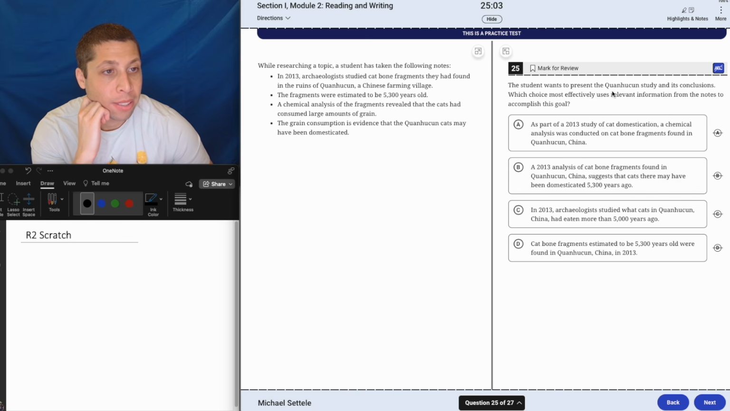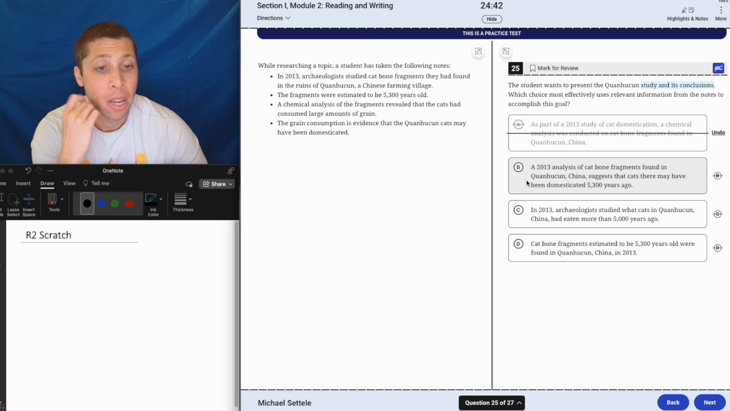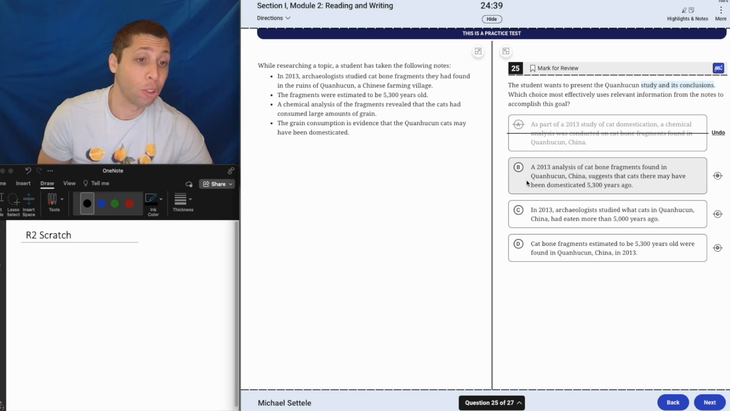Present this study and its conclusions. Okay. The conclusion is the easier part, so let's focus on that. As part of a 2013 study of cat domestication, a chemical analysis was conducted on cat bone fragments found in this place. What did they find? I don't know. A 2013 analysis of cat bone fragments found in this place suggests that cats there may have been domesticated 5,300 years ago. Okay, that sounds like the conclusion, yeah.